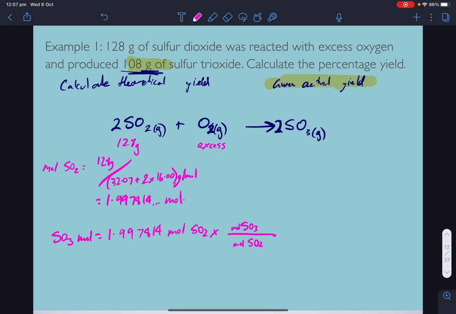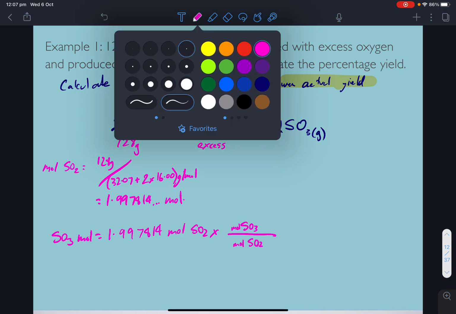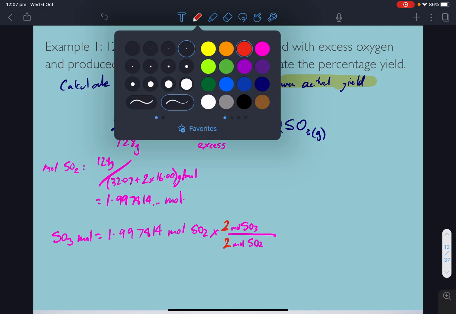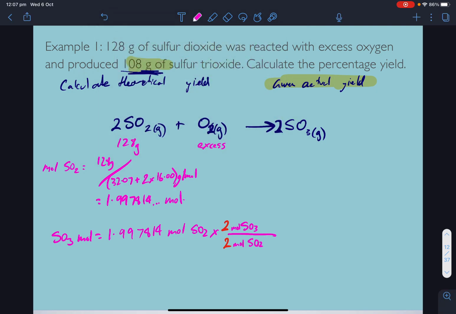What's the stoichiometry in front of each of them? What's in front of the SO3? 2. What's in front of the SO2? 2. So 2 on 2 equals 1. So we just could produce the same number of moles. So it's going to equal 1.997814 mole of SO3 produced. Okay? Convert that over to a mass.